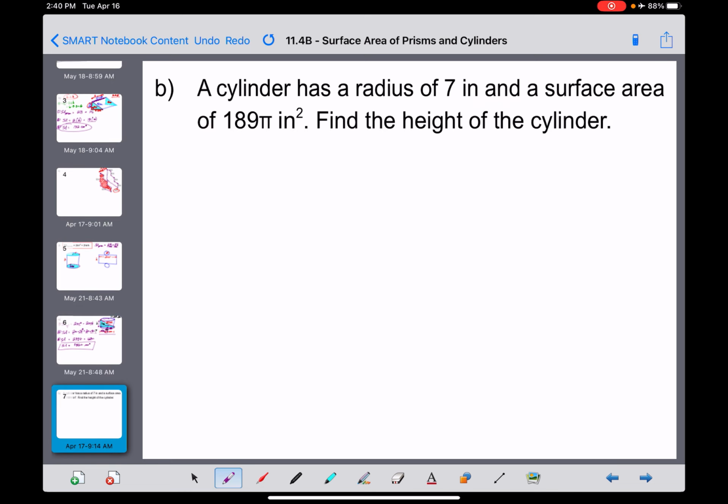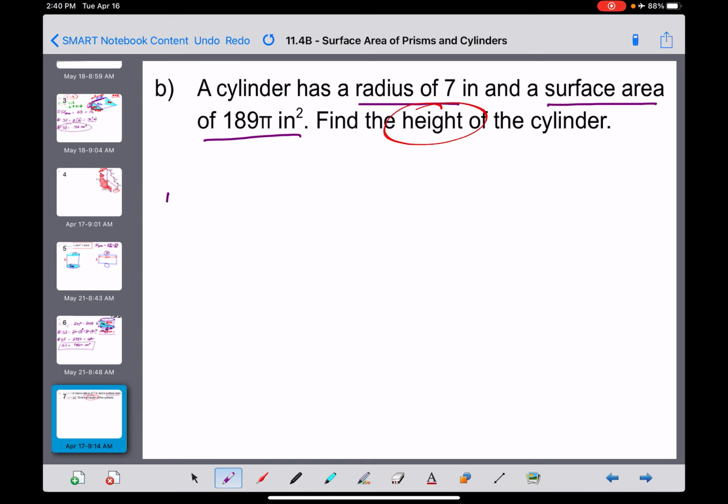And the last problem I have for you is just kind of to take you back to some of the problems that we do in a high school geometry course that you probably wouldn't have done in middle school, problems where we work backwards. So in this problem, they've told you now that you're dealing with a cylinder, they've told you the radius is 7, and they gave us the surface area. We are supposed to come up with the height.